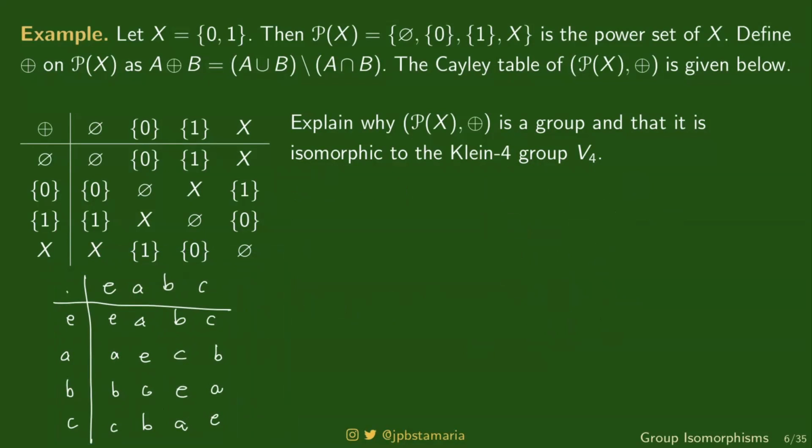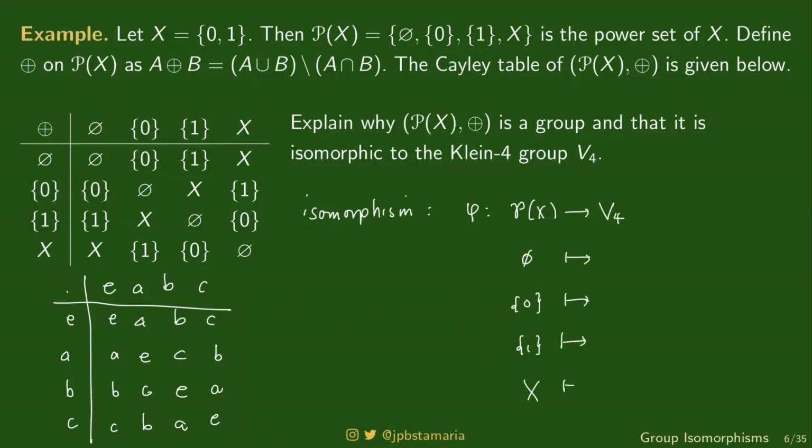Now, can you give me the isomorphism? Because to show that they are isomorphic, you just need to exhibit an isomorphism. So, can you give me an isomorphism from P of X to V4? So, who should I assign to the empty set, to 0, to 1, and to X so that the two tables look alike? Of course, that's just E, A, B, C. And this gives you an isomorphism. Did you see why?